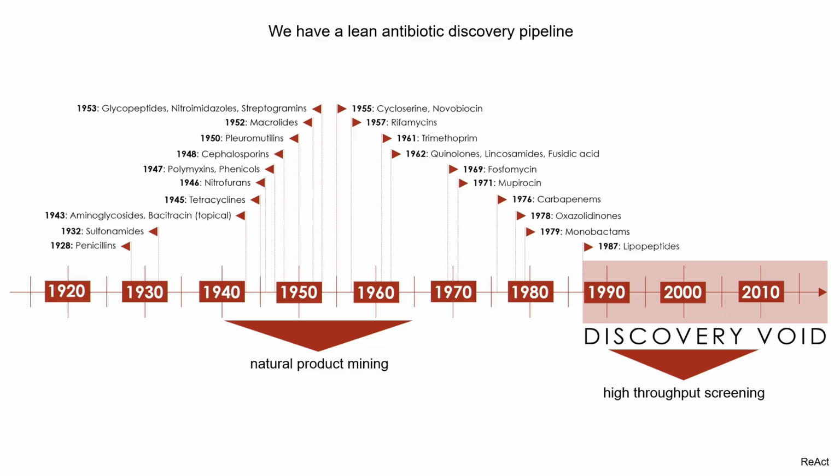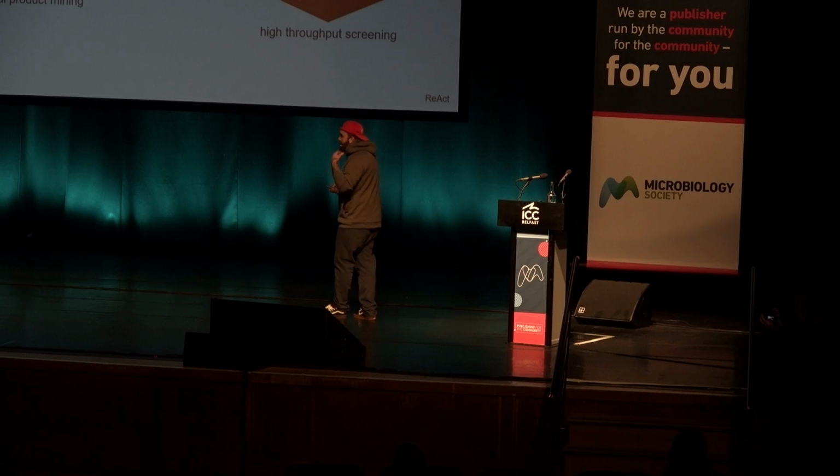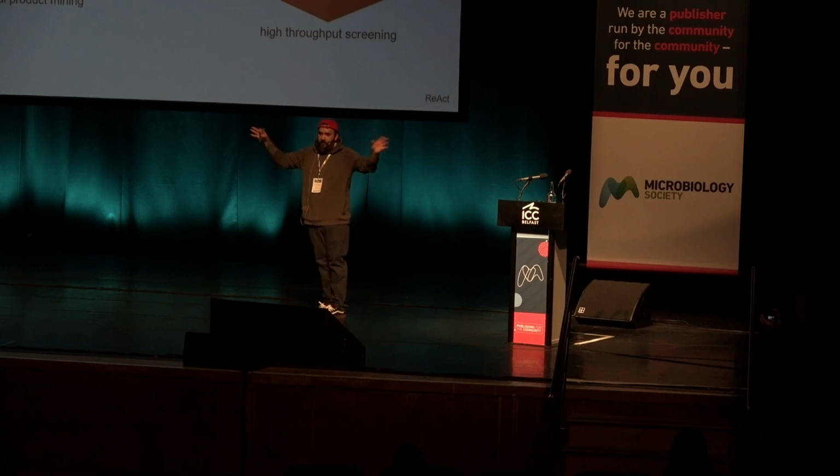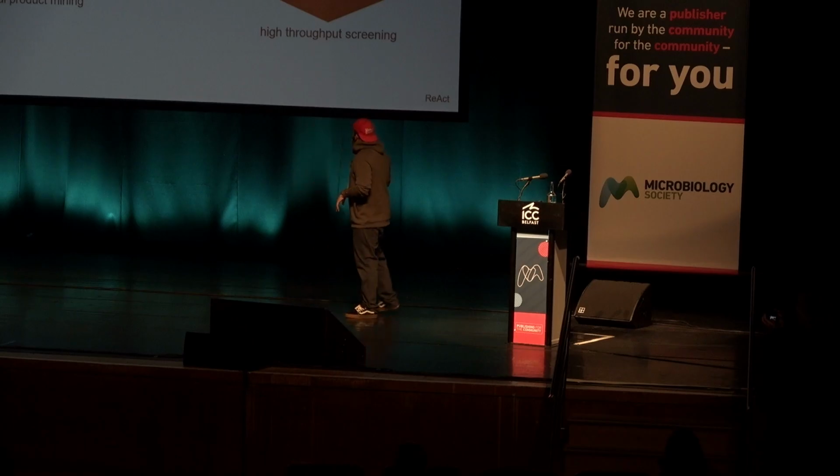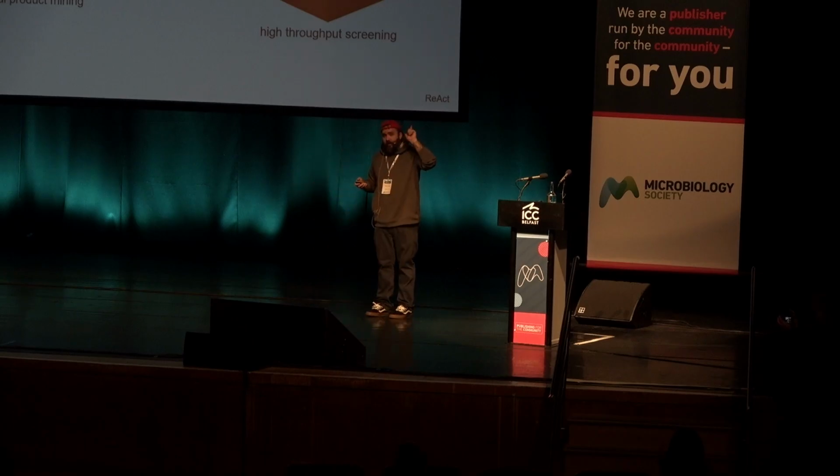Oh, and I'll give you a stat. 1.3, 1.4, somewhere in there, million people a year die from drug-resistant bacterial infections. That number is going to grow to roughly 8 million a year by 2050. So that's the scale of this problem. So lean pipeline, rising resistance, nobody wants to pay for it.